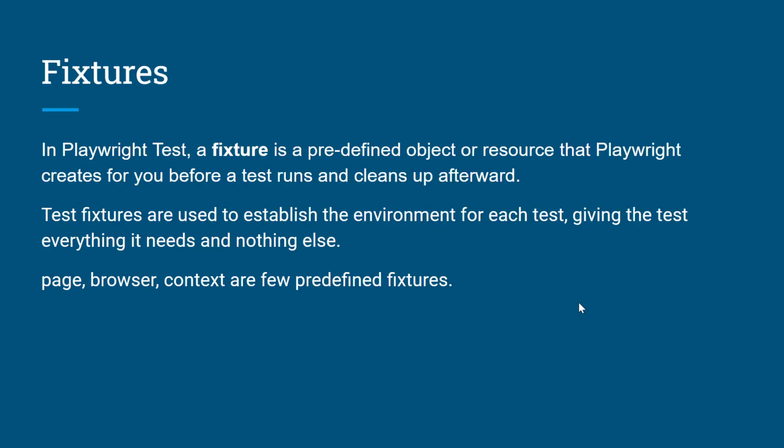So in Playwright, a fixture is a predefined object or resource that Playwright creates for you before a test runs and cleans up afterward. Test fixtures are used to establish the environment for each test, giving the test everything it needs and nothing else. Page, browser, context are a few predefined fixtures.